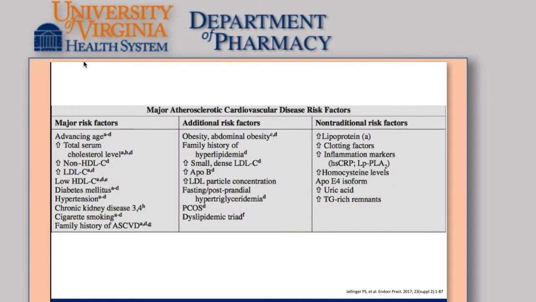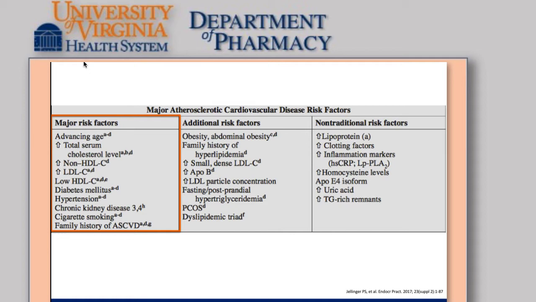So looking at the American Association of Clinical Endocrinologists and American College of Endocrinology guidelines for the management of dyslipidemia and prevention of cardiovascular disease, you can see that their major risk factors correspond quite nicely to the National Lipid Association guidelines. The only thing they add are things that respond to the cholesterol panel. So increasing cholesterol, non-HDL, and LDL. They also add diabetes and chronic kidney disease as risk factors.